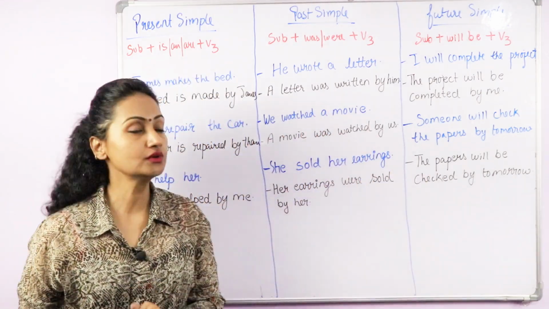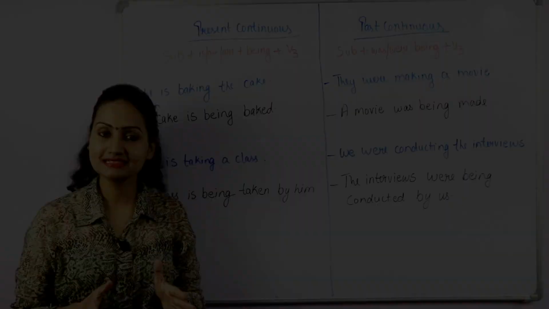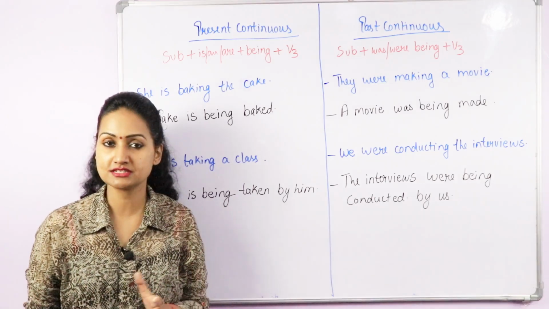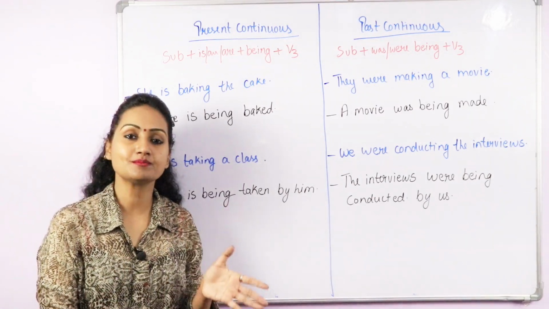Now let's move on to the continuous forms of the verb. Next is present continuous and past continuous. So let's see how we can make passive sentences in present continuous and past continuous.